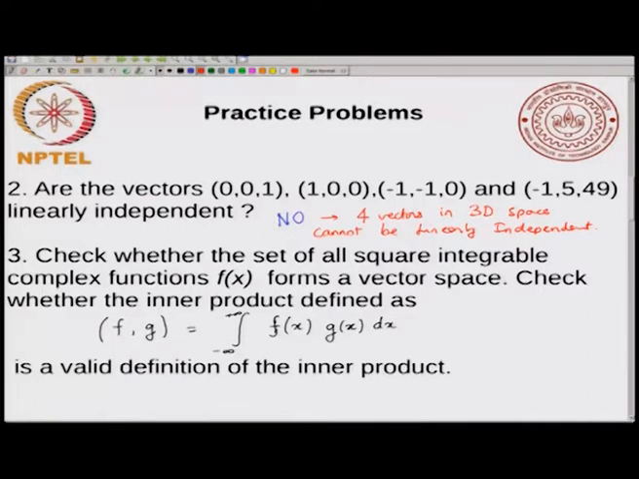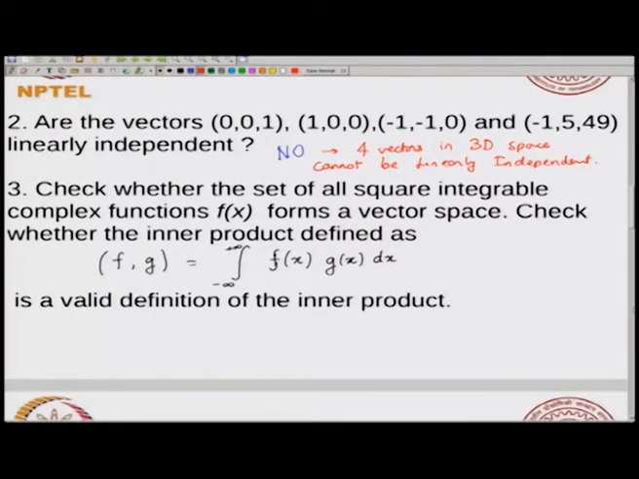Now, the next question has to do with vector spaces and inner product spaces. So, there are 2 parts. First, you have to check whether the set of all square integrable complex functions f of x forms a vector space. I will just put a star in this definition. So, what you have to see is whether the set of square integrable complex functions forms a vector space. Now, actually this is not a real vector space, this is what is called a complex vector space, but we will just check whether these axioms are satisfied.